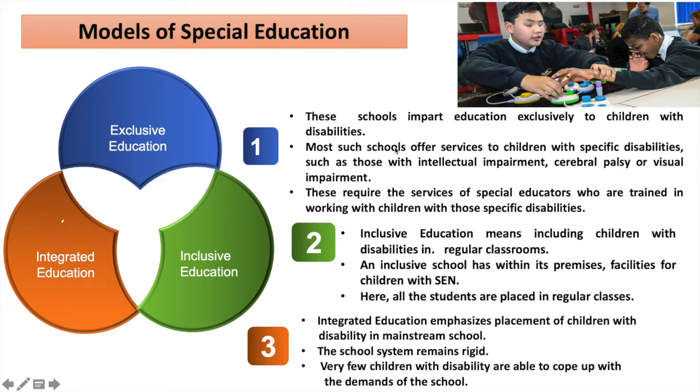Models of special or inclusive education. First of all, let's discuss exclusive education. These schools impart education exclusively to children with disabilities. These schools offer services to children with specific disabilities, for example, Lady Noyce Senior Secondary School for Deaf, Andhkanya Vidyalaya, and many others. They require the services of special educators who are trained in working with children with those specific disabilities. That is, an educator working with blind or partially blind children must know how to use the braille script, use of screen readers, color contrast schemes, etc.